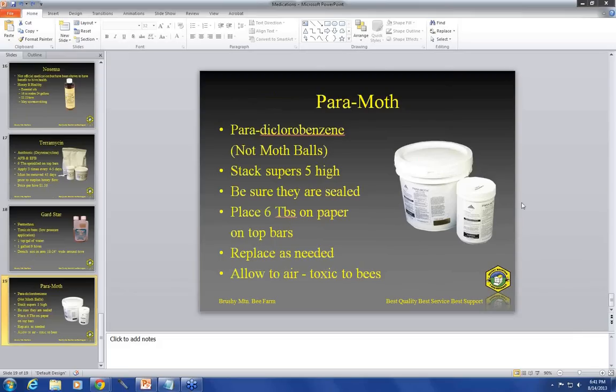With the Mite Away quick strips, do you need to put the strips between the double brood chambers, or can they go on top? They can go on top of the box. They do not need to go in between.